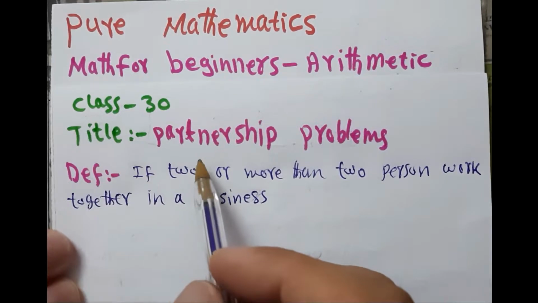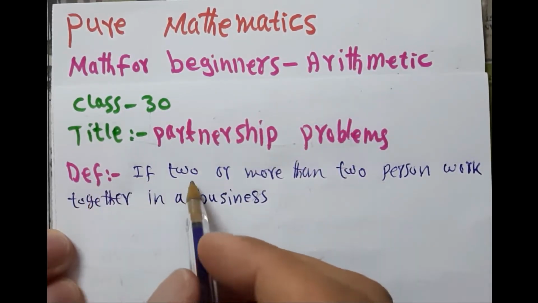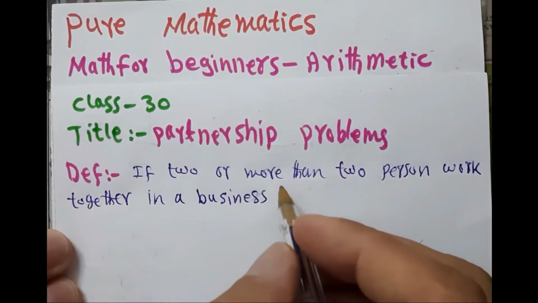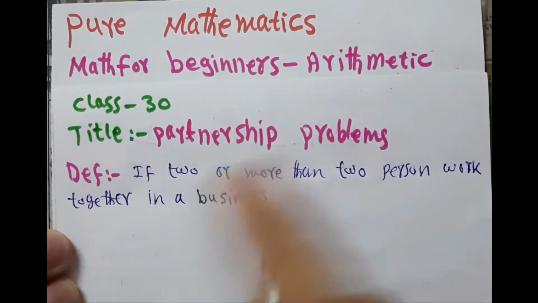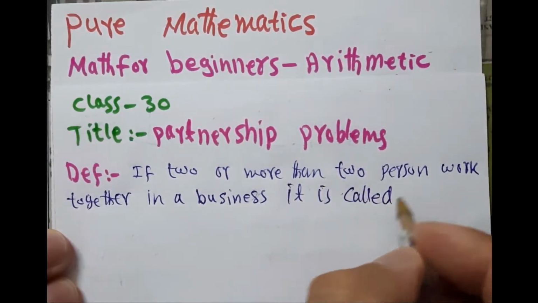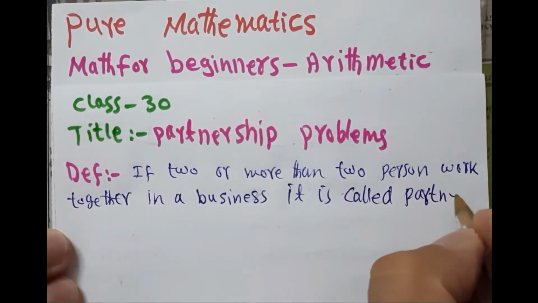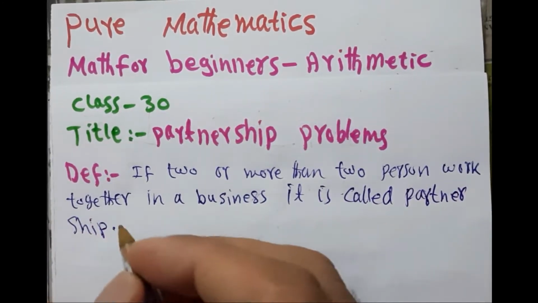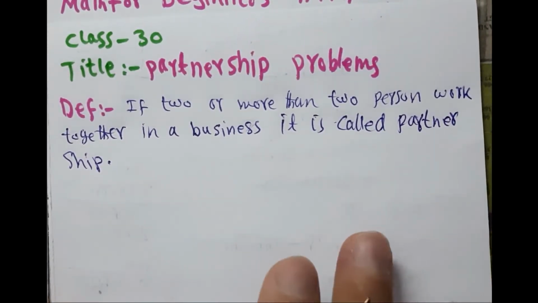The title of this class is partnership problems. Definition: if two or more persons work together in a business, it is called a partnership. We want to solve problems of this kind of word.